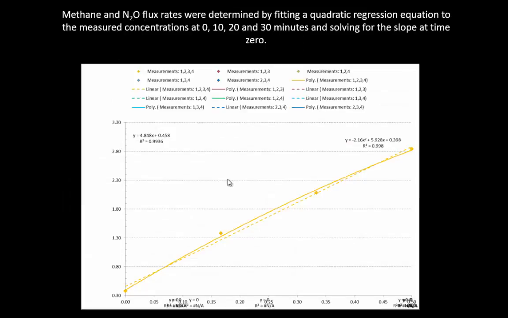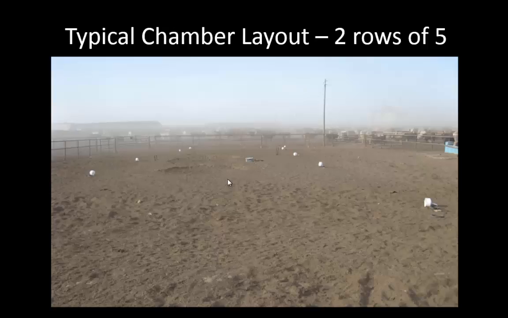We've developed some software that we can evaluate different models and look at the effect of taking out one point out of our 4 points that we collect.